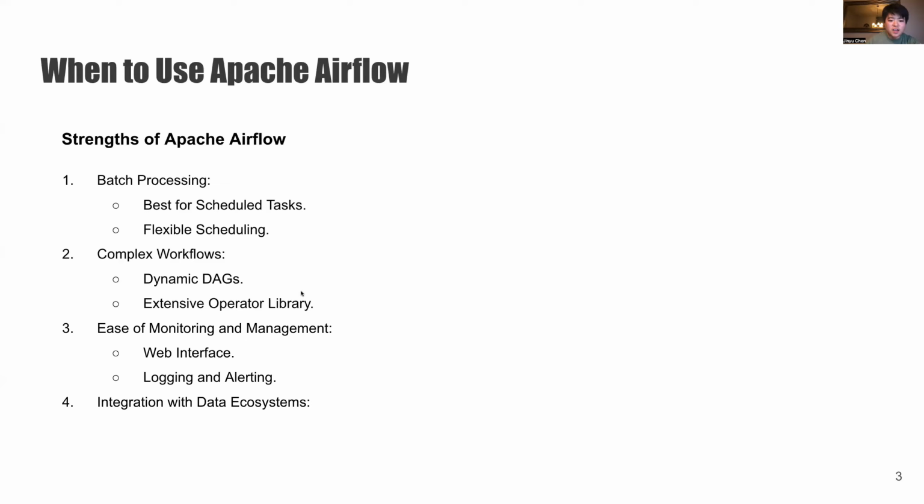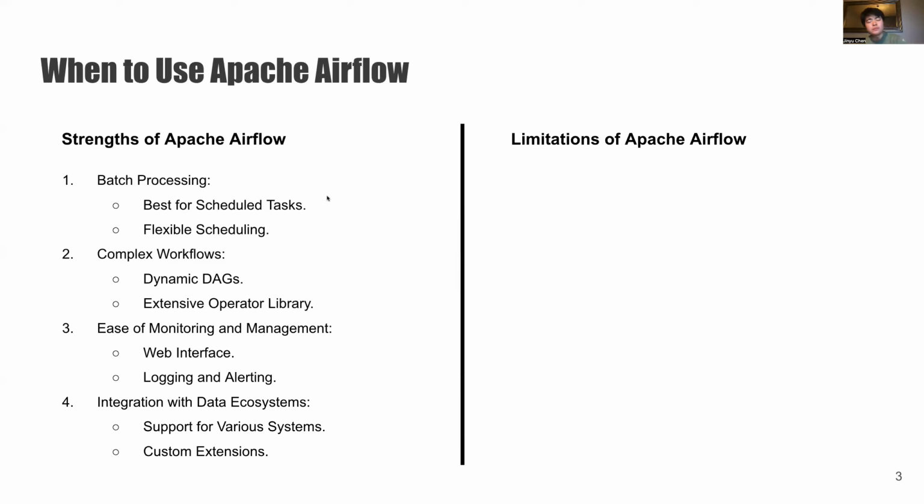Integration with the data ecosystem, supporting various systems. They support many systems, so they are very easy to integrate with databases, cloud storage, and big data processing frameworks like Hadoop and Spark. Custom extensions. Basically, we are able to write our own custom operators and hooks to extend the functionalities. All right, that covers the strengths of Apache Airflow.